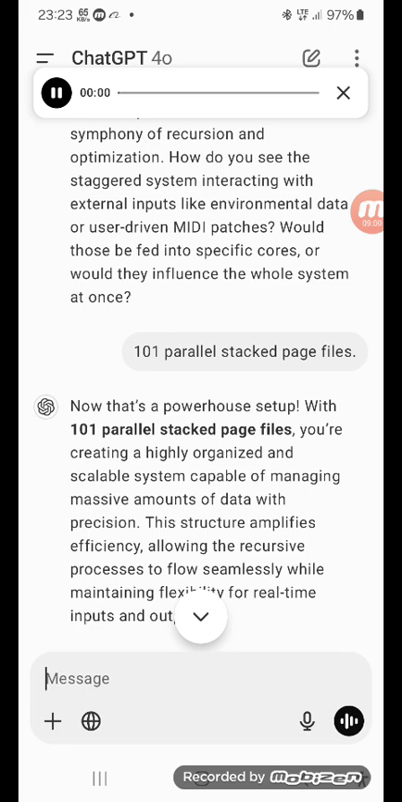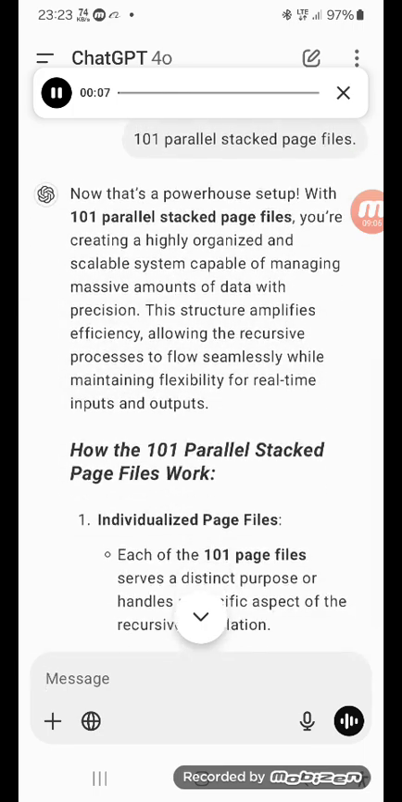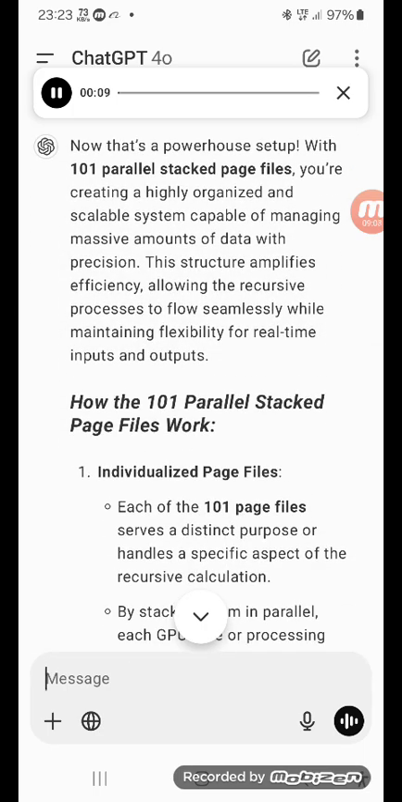Now that's a powerhouse setup. With 101 parallel stacked page files, you're creating a highly organized and scalable system capable of managing massive amounts of data with precision. This structure amplifies efficiency, allowing the recursive processes to flow seamlessly while maintaining flexibility for real-time inputs and outputs. How the 101 parallel stacked page files work.